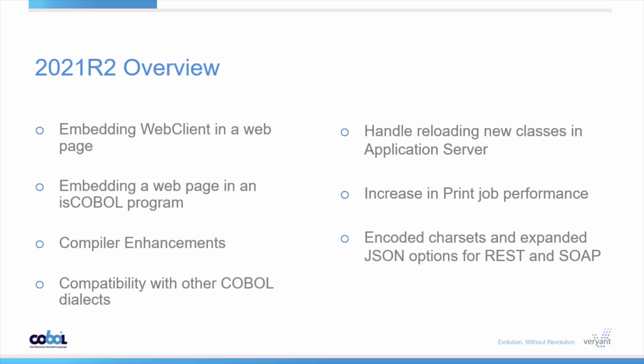We've also improved our compiler to create your Java classes easier and with some better functionality. And we've increased our compatibility with Micro Focus and IBM COBOL. A new option to reload classes in the application server has been added. And we've changed the way that we handle print jobs to remove previous delays when printing. We've also improved our EIS, which stands for Extended Internet System, to handle char sets and to handle differences in JSON files.